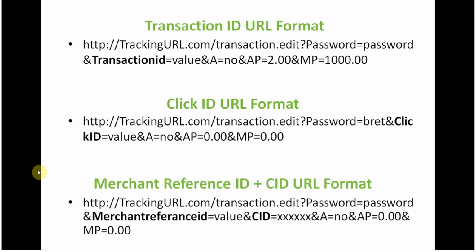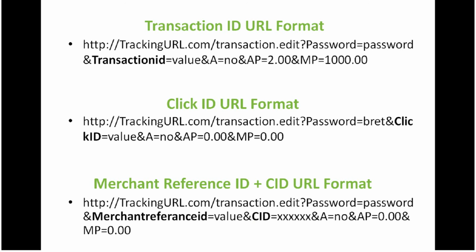The first is the transaction ID. The difference between each URL is simply the identifier. Here, in bold, you'll notice that the identifier is transaction ID. For click ID, it's click ID. And for the combination of merchant reference ID and CID, it's simply merchant reference ID and CID. When posting in modifications, there isn't a required order for these name value pairs.